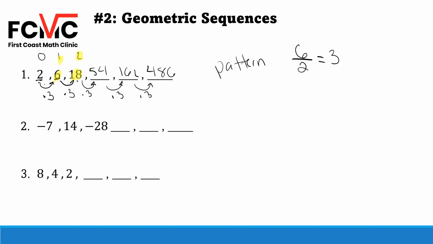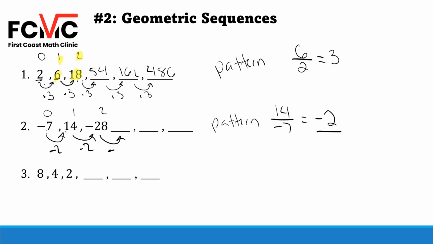All right. So for number 2, we'll do the same thing. We've got our 0th, first, and second term. To find our pattern, I'm going to divide my first term by my 0th. So 14 divided by -7 gives me -2. So my pattern here is -2. We're multiplying by -2. So times -2, times -2.